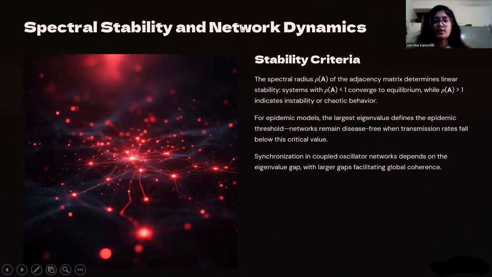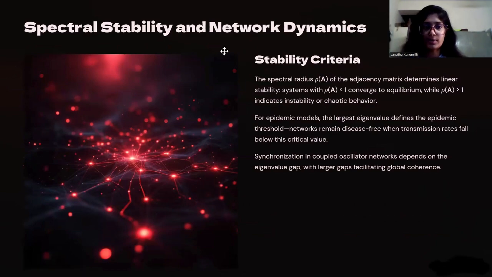And spectral stability criteria, which are of dynamic networks. It basically explains synchronization in coupled oscillator networks, which depends on the eigenvalue gap, with larger gaps facilitating global coherence. The spectral radius rho of A, of the adjacency matrix, determines linear stability: systems with rho of A less than 1 converge to equilibrium, while rho of A greater than 1 indicates instability or chaotic behavior.